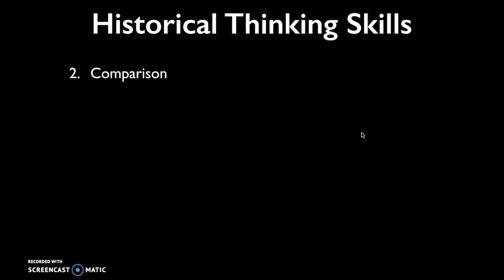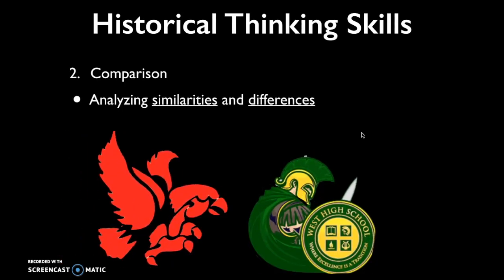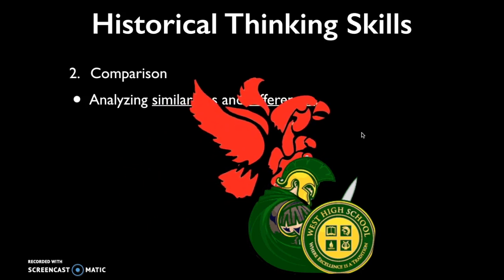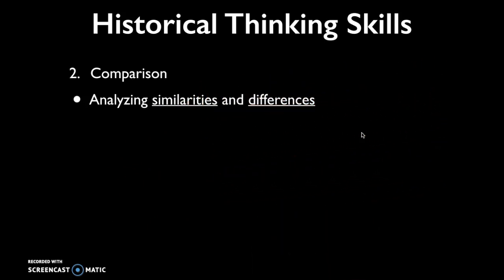So comparison is another historical thinking skill. So it's analyzing the similarities and differences. And this is something that our brain does pretty intuitively. So, for example, what are the similarities and differences between students at City High and West High, right?